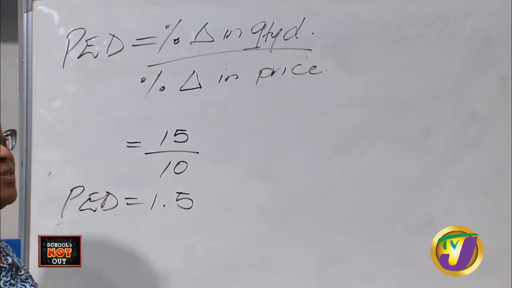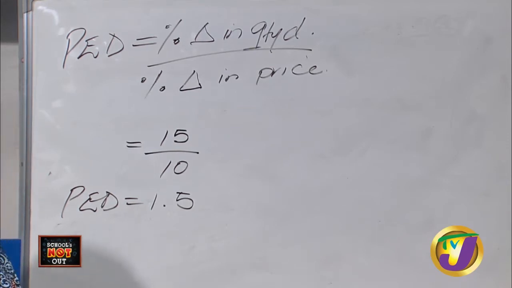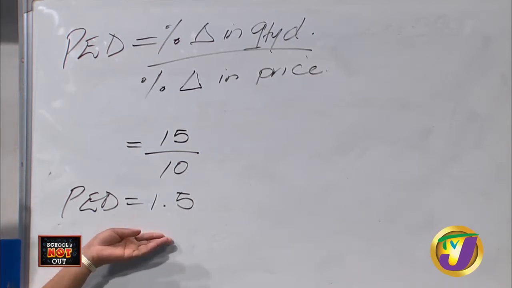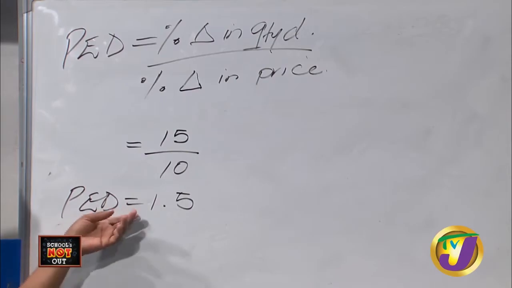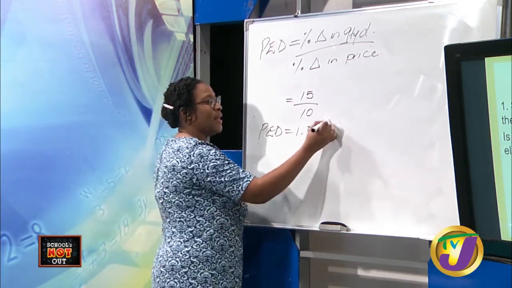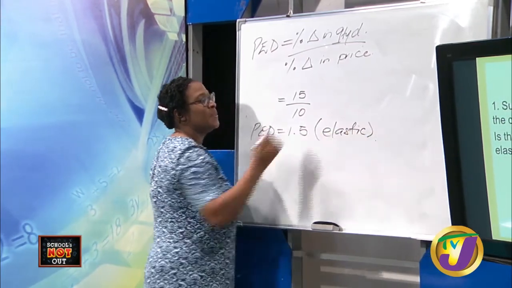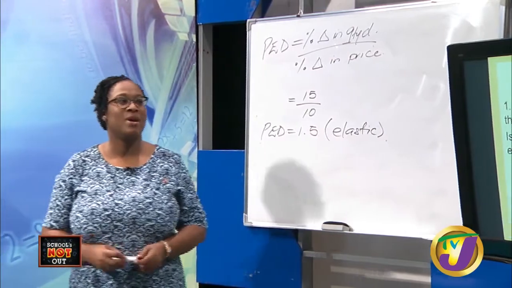So the other part of the question says, is the price elasticity of demand for paper elastic, unit elastic, or inelastic? We have here 1.5. The PED is greater than 1. Therefore, the good is, you are correct, elastic. All right, let's try another one.